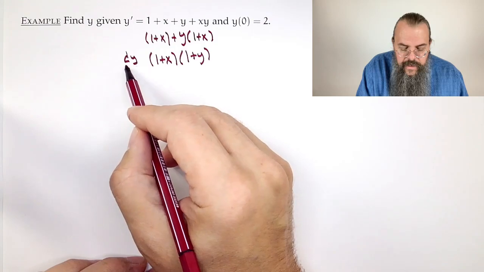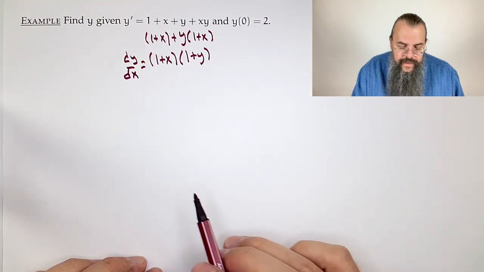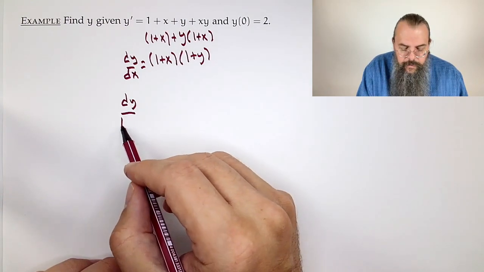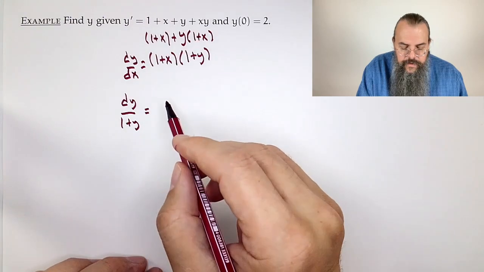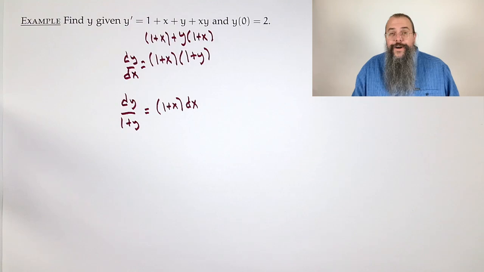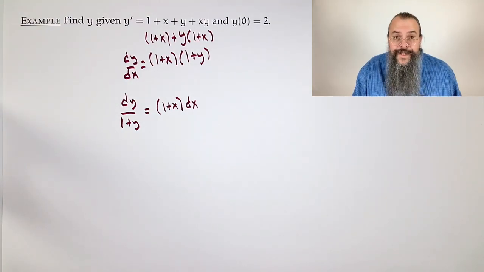So we have dy over dx is equal to 1 plus x times 1 plus y. And now we're off to our races. So dy over 1 plus y is equal to 1 plus x dx. And our separation is done. Well, all right. Next up comes integration.